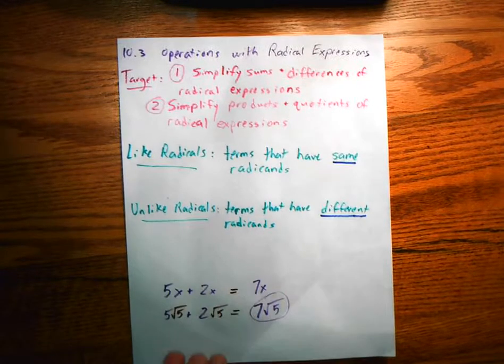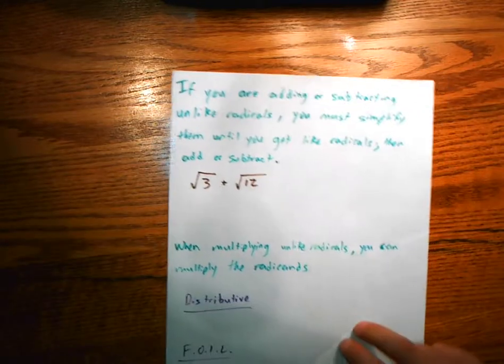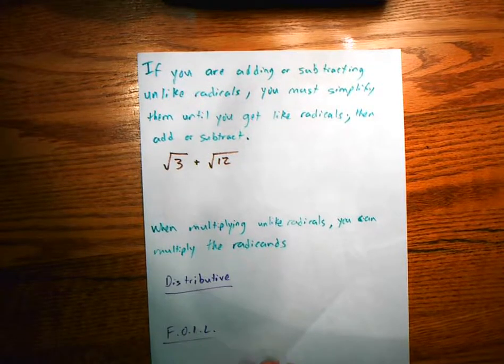So it's pretty self-explanatory or easy if you have like radicals, but if you have different radicals is where it gets a little bit more complicated. If you're adding or subtracting unlike radicals or different radicands, then you have to simplify one of them or both of them first until you can get a like radical between the two.